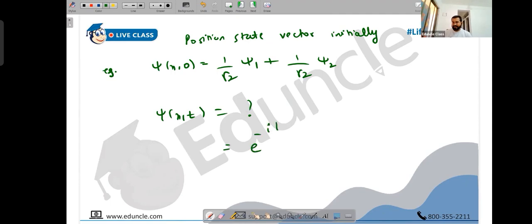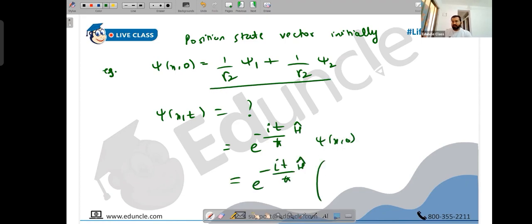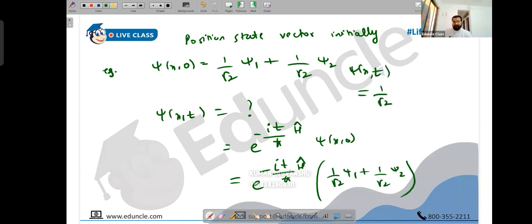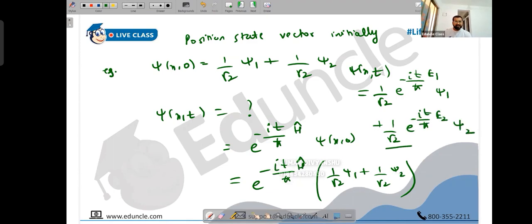This will be e raised to minus iHt upon h bar of H cap into psi of x comma 0. Substitute: psi of x comma 0 is 1 upon root 2 psi1 plus 1 upon root 2 psi2. So apply the operator inside. Psi of x comma t will be equal to 1 upon root 2 outside. When the first operator applies on psi1, H cap gives you E1. So this will be e raised to minus iE1t upon h bar, and then psi1. Similarly, when H cap applies on psi2, you get E2. So this will be 1 upon root 2 e raised to minus iE2t upon h bar, and then psi2. I hope you understood this with the help of the example.